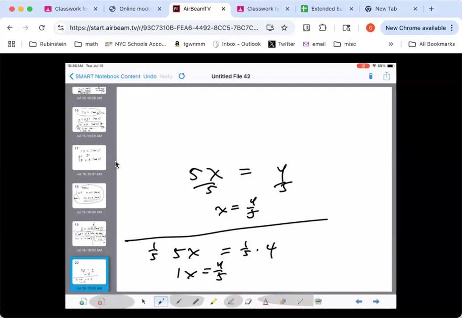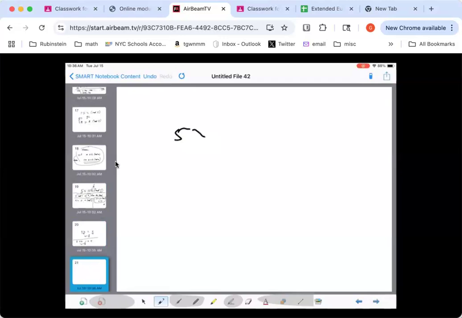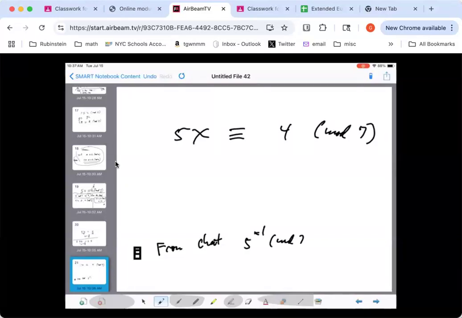Well, here we go, everyone. Really fun thing about to happen. Because this type of math does not have division in it, it only has multiplication. So from the chart, 5 inverse mod 7 is equal to 3. So what I'm going to do, 3 is kind of like 1/5. It's like the reciprocal, because 5 times 1/5 is 1, but 5 times 3 is 1 in mod 7 world.